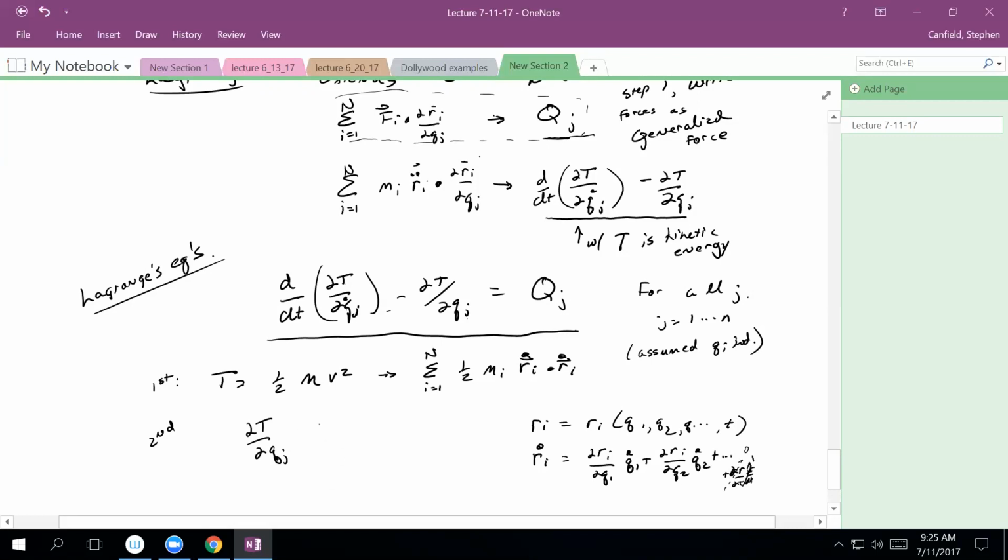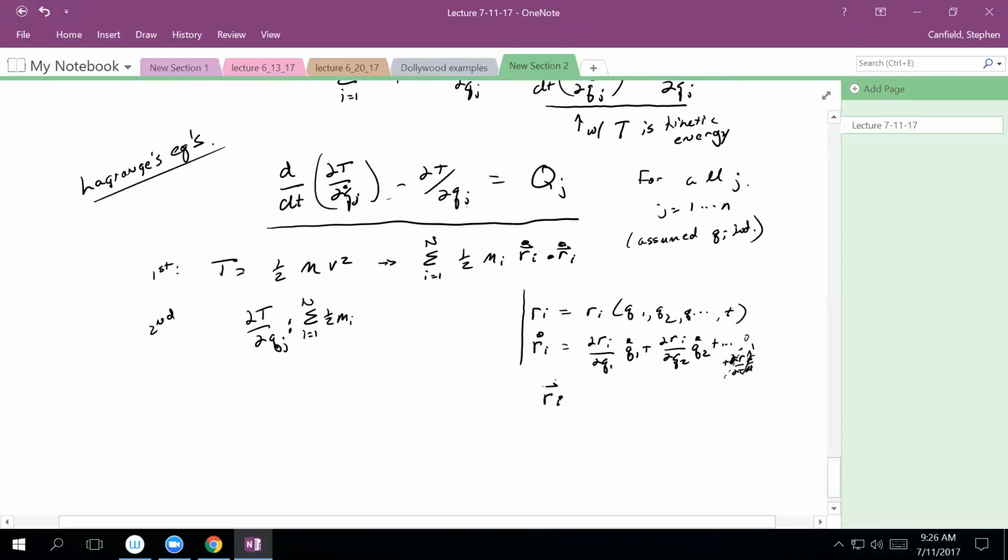So when I take the partial of T with respect to Qj, I do this over the sum for i equal 1 to capital N, with 1/2 m sub i. Sorry guys, let me write this one more time. I'm going to rewrite r_i dot as the sum over j equal 1 to N of the partial of r_i with respect to Qj times Qj dot. That's what I'm trying to say. So when I go back up to this equation, I can.